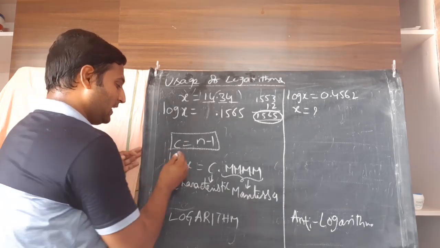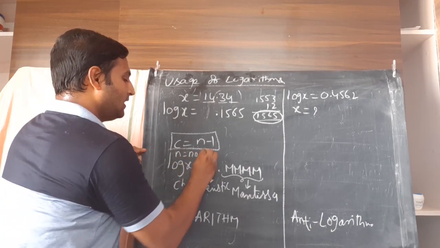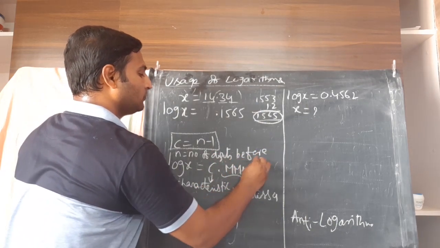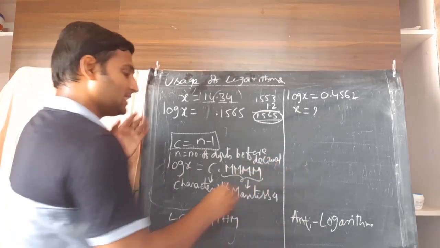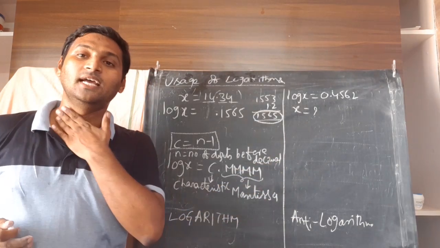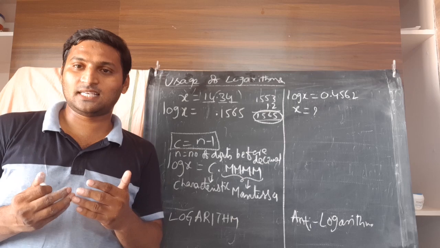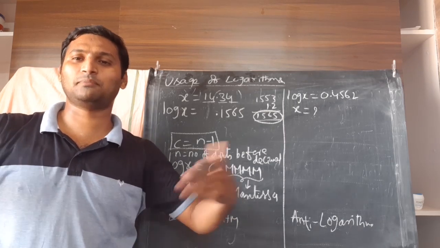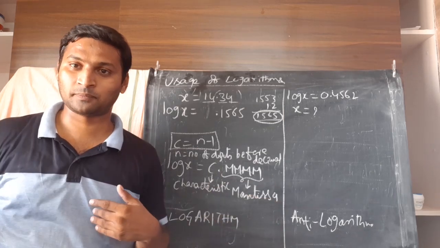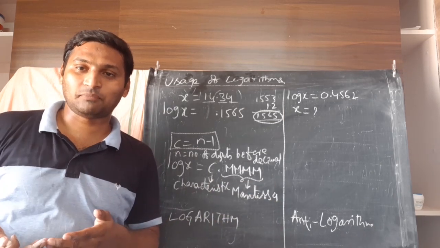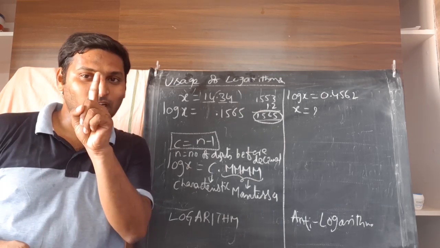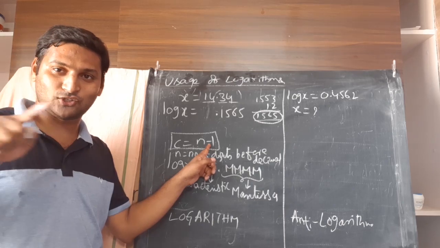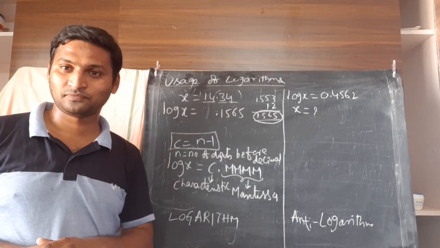Then what do you mean by n here? n is the number of digits before the decimal. That means if the given value of x is a units type, like 1 point something, 2 point something, 3 point something, 5 point something, up to 9 point something, before the decimal you will get only 1 digit. Then the characteristic will be 1 minus 1, 0. So I should write 0 point something.